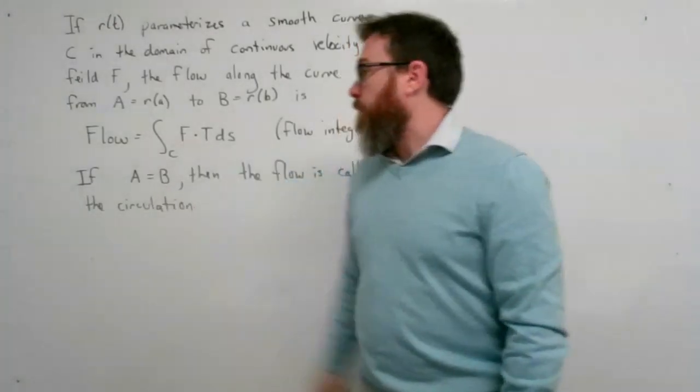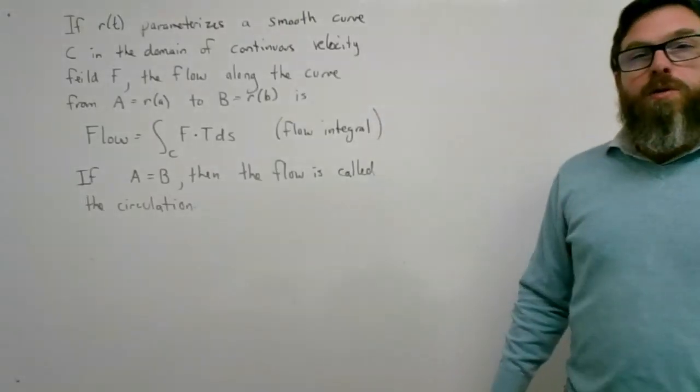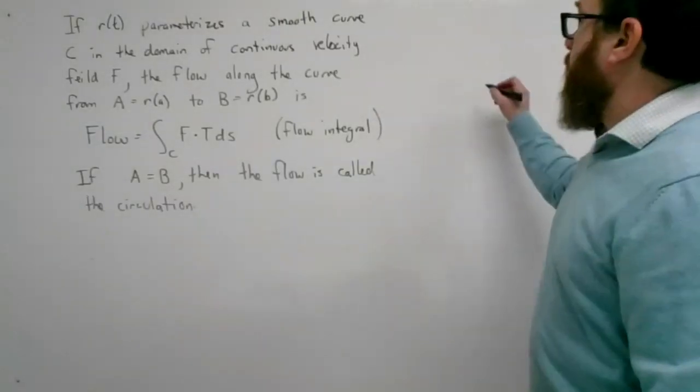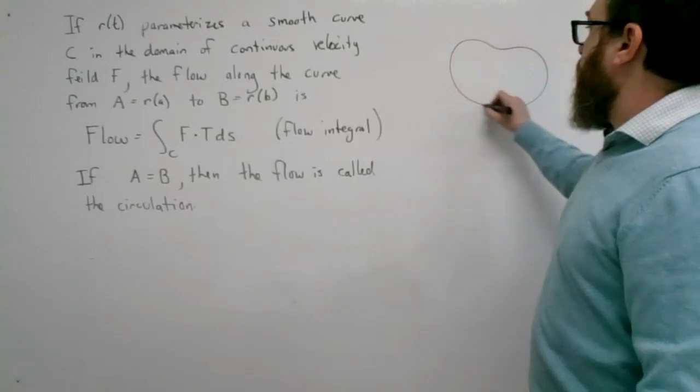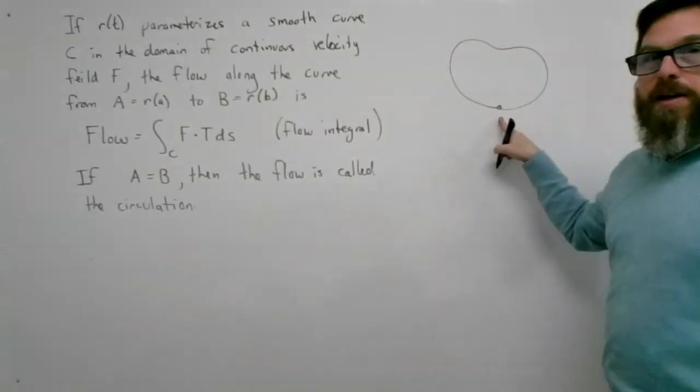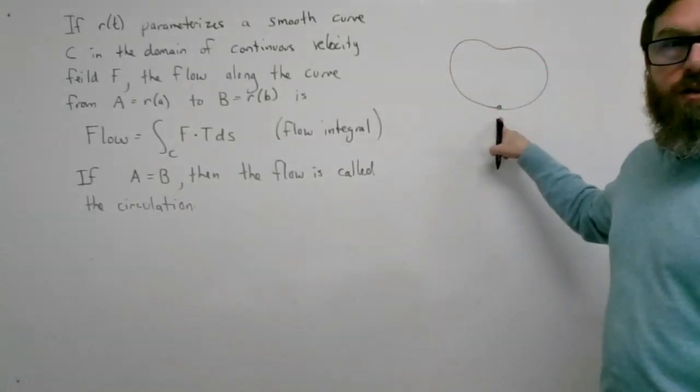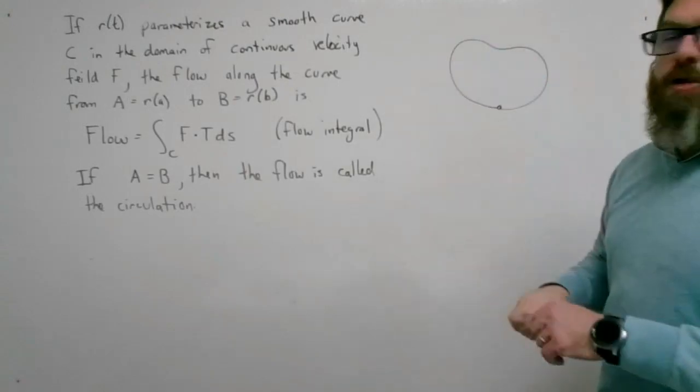If you notice, this is nothing more than the work integral. If a is equal to b, then we call this flow circulation. So what we mean by that is if you're taking this curve and that curve lands at the exact same spot, instead of calling this the flow, we call it a circulation because it's ending in the same spot, it's closing the loop.